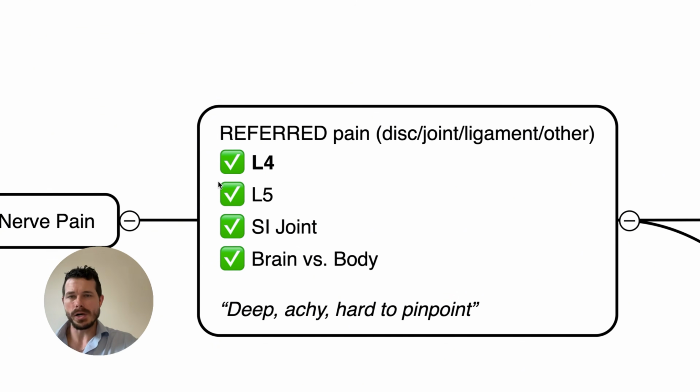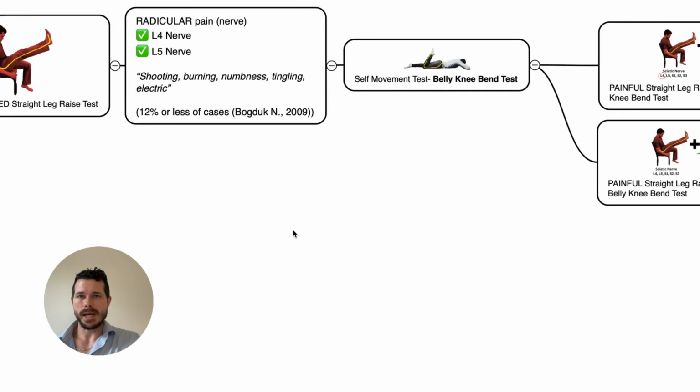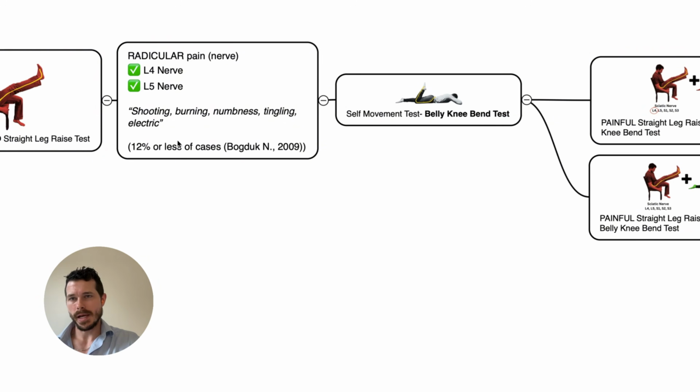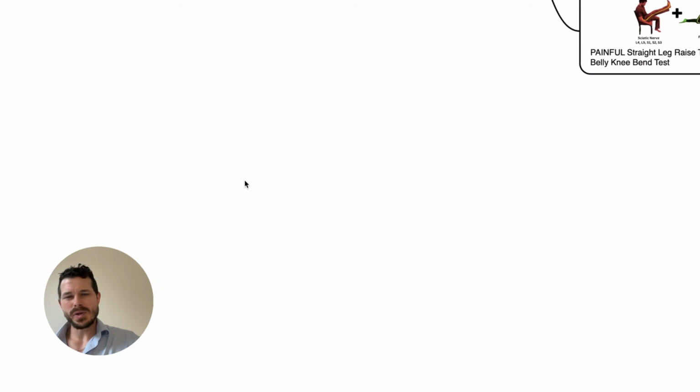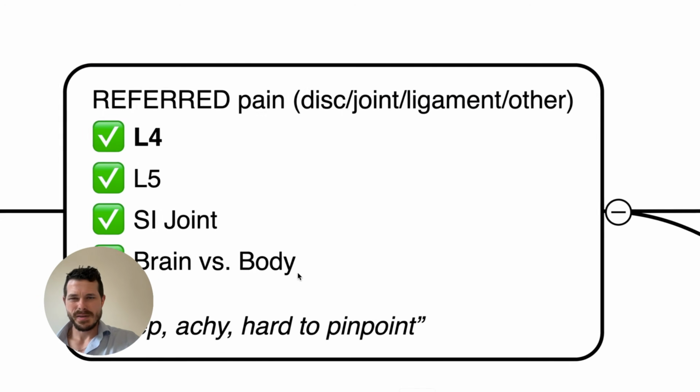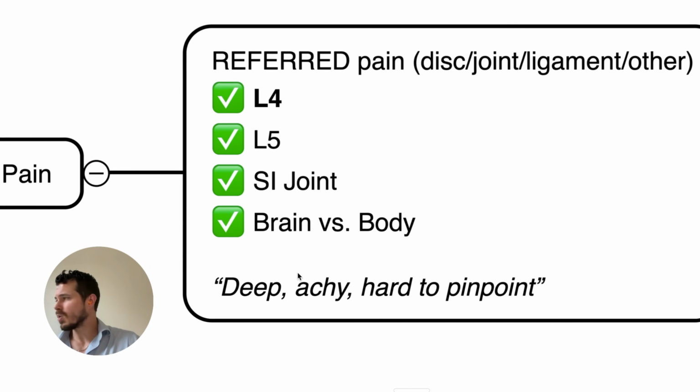L4 is the most likely cause because L4 is most known to refer symptoms to the front of the leg. Could be L5 though. Could also be the SI joint. Most people with SI joint pain also have buttock pain and sometimes front of the leg pain, sometimes groin pain, mostly buttock pain, but it's still a possibility, so I wanted to keep it in here. And the difference between radicular pain and referred pain is that the nerve stuff is shooting, burning, electric. This stuff is deep, dull, achy, hard to pinpoint. It kind of just hurts in this area.